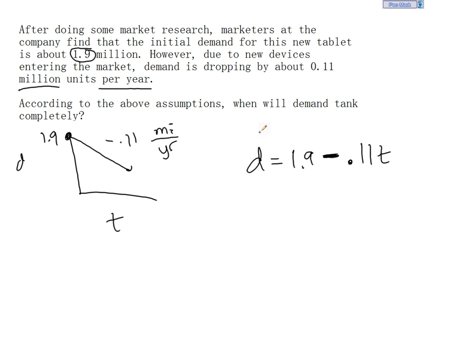According to the above assumptions, when will demand tank completely? Well, what does that really mean? That's asking us, when will demand hit zero? So if we know that what we're finding is time, and what we're given is the demand, we would replace demand with 0, and we could solve this equation.